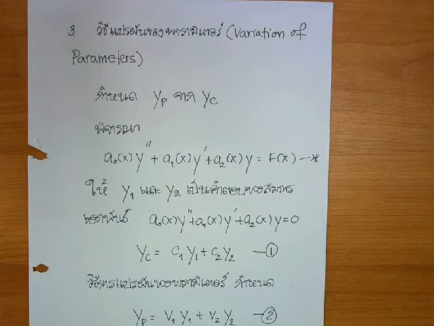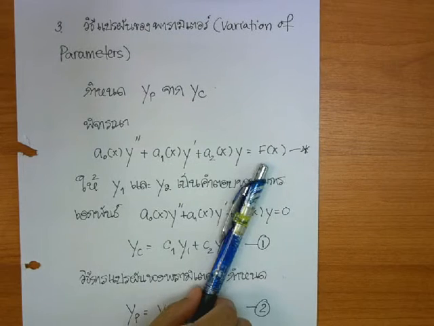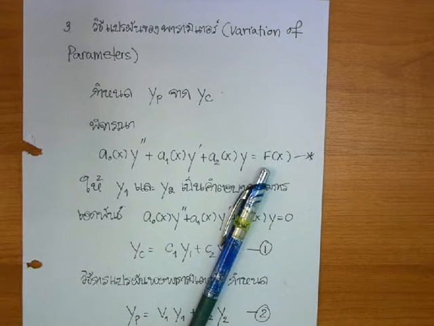Okay, the next method for finding yp is called variation of parameters. With this method, we are going to assume yp from yc. So that means we still need to use yc for this method. Another advantage of this method over the UC method and operator method is that the function f(x) here does not need to be a UC function; it could be any function.